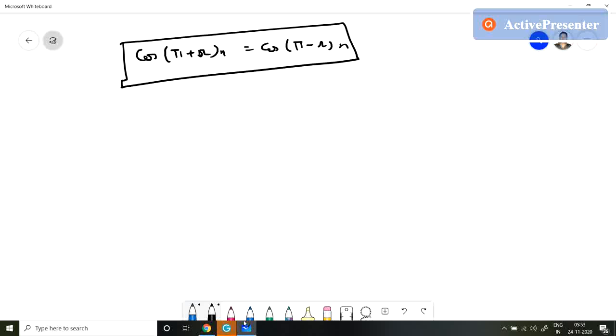Thus, we conclude that every discrete time sinusoid with a frequency in the range 0 less than Ω less than π has a distinct waveform, and we need to observe only the frequency response of a system over the frequency range 0 to π.